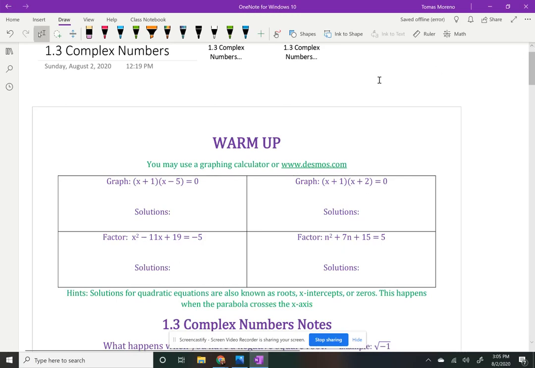Hello. Today we're going to be going over 1.3 complex numbers. But before we begin, we're going to do a couple problems as a warm up. If you have a graphing calculator, go ahead and take that out.